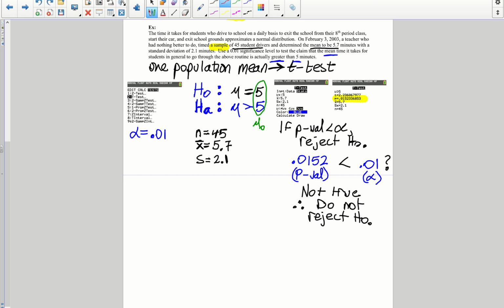But in this case, it's a do not reject the null, which means that we're going with the null. The null is the good one. The alternative is the bad one. So based on these parameters, that's the only conclusion we can draw, but now we have to write the whole conclusion.